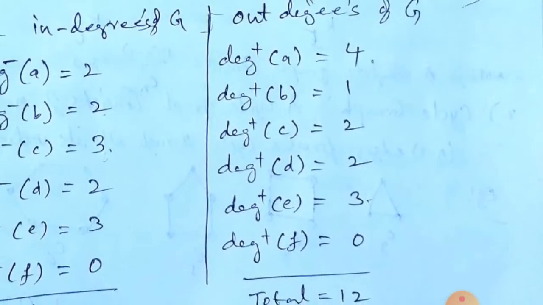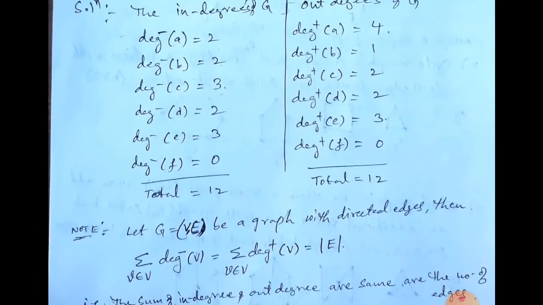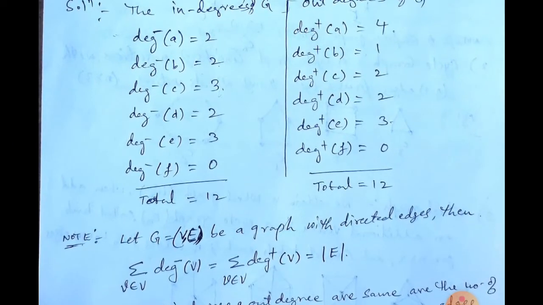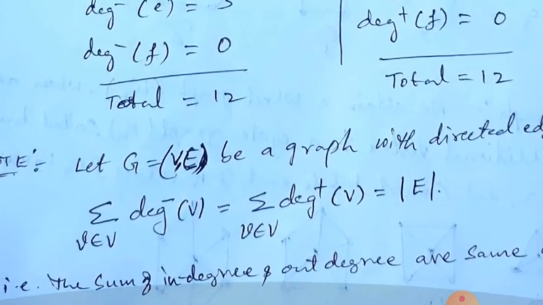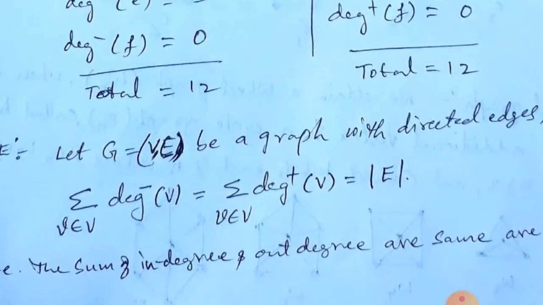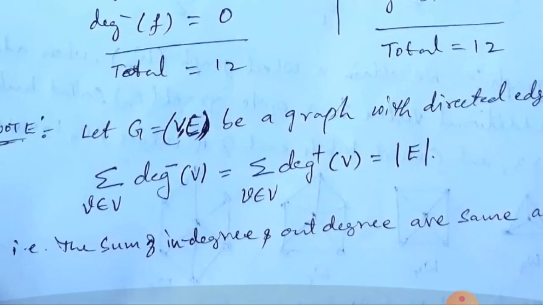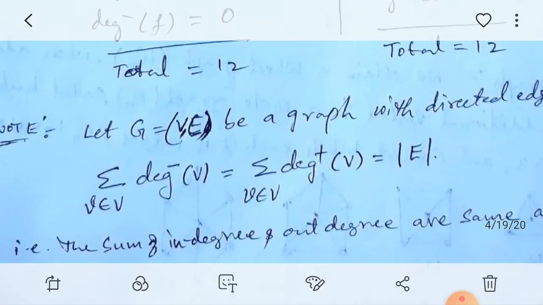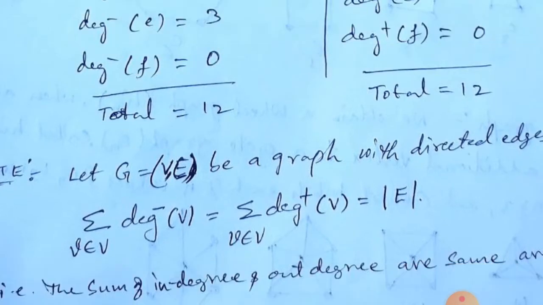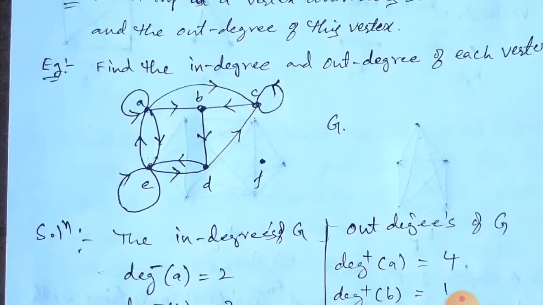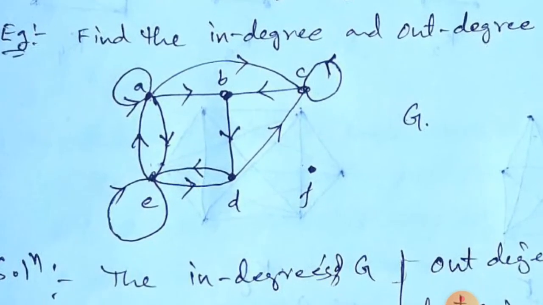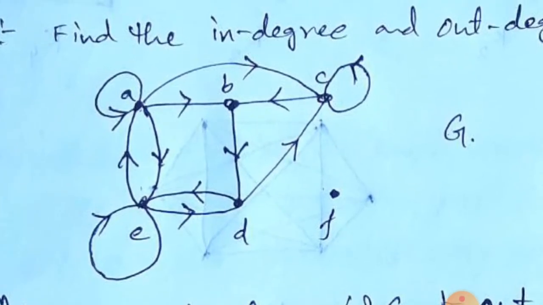From F is also 12. Now you can observe one thing here, sum of in degrees and sum of out degrees are same. Now observe this one, in a graph G equal to (V, E) with directed edges, the sum of in degrees is equal to the sum of out degrees, and that is equal to the number of edges, that is |E|. Observe how many edges are there in here, total 12 edges, you can count here. So that is nothing but sum of in degrees is equal to sum of out degrees is equal to the total number of edges.